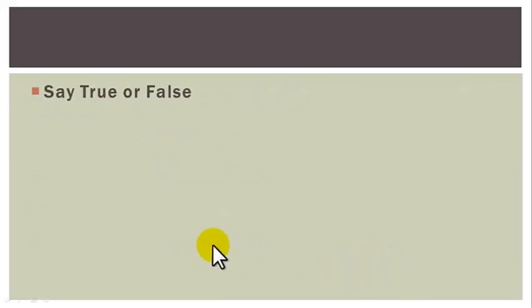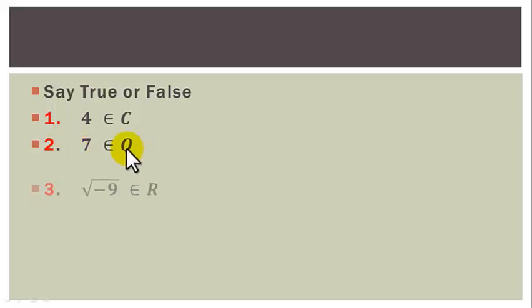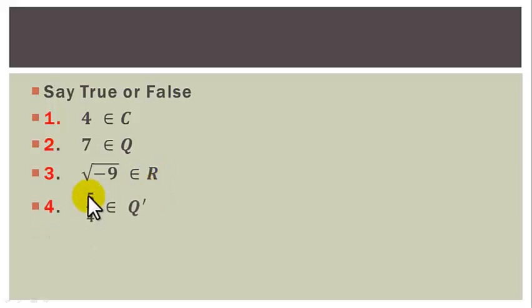Say true or false. 1. 4 is an element of C. 2. 7 is an element of Q. 3. Square root of minus 9 is an element of R. 4. 5 over 4 is an element of Q prime.